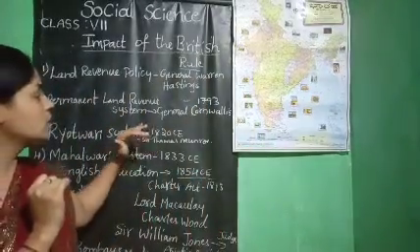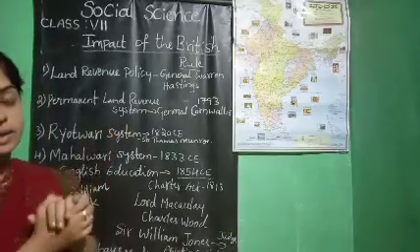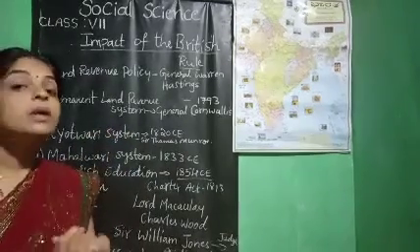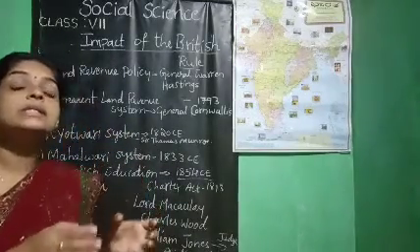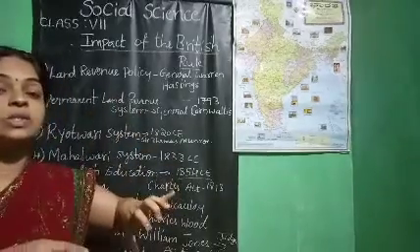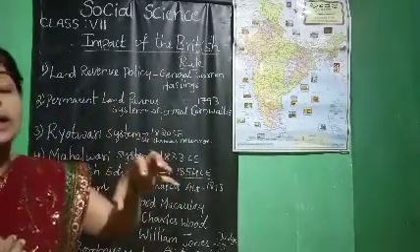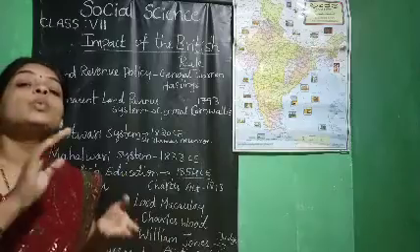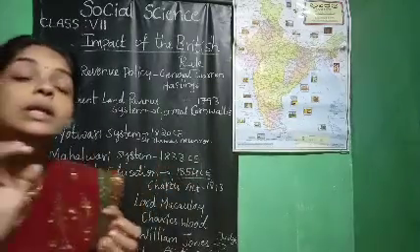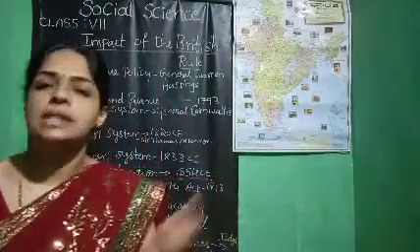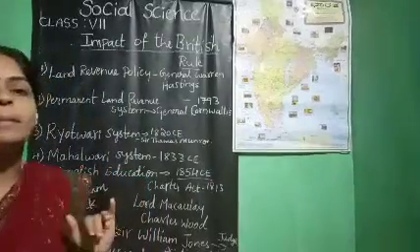Under the Ryotwari system, so what is the Ryotwari system? All the farmers could remit the taxes directly to the British government without any intermediaries, which means without any zamindars. But here what happened?